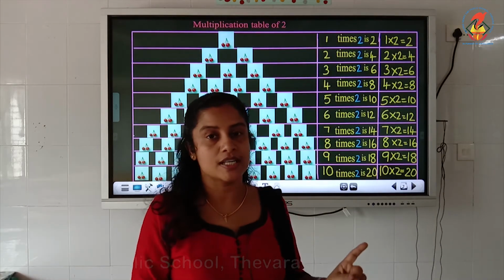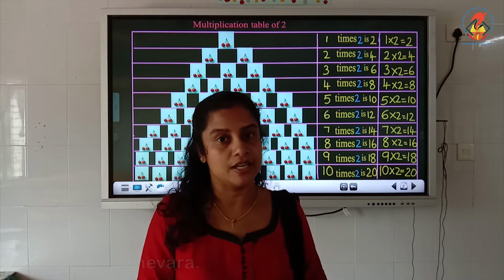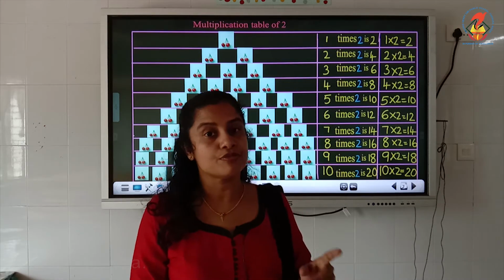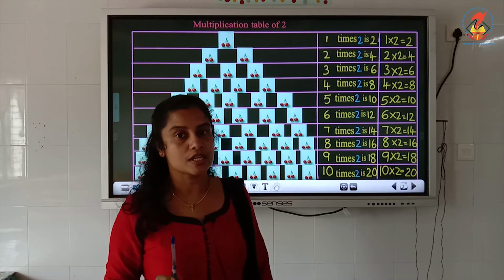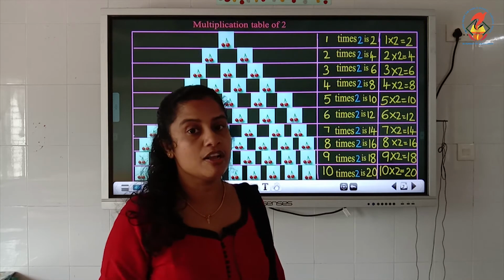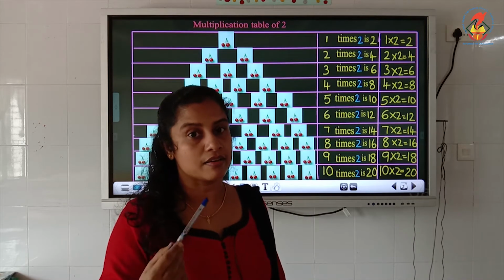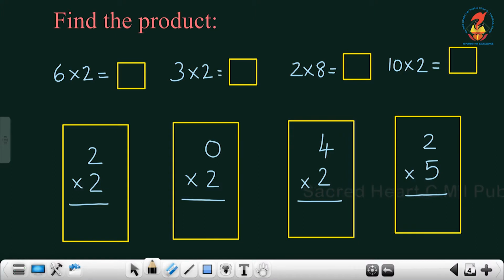This you have already studied in first standard. Even then you have to practice it every day, otherwise you will forget. So if you know the tables only, you will be able to do the exercise. So children, you have to study this multiplication table, first say it and study, then write in the notebook and practice it. Okay. Now we will do the exercise.